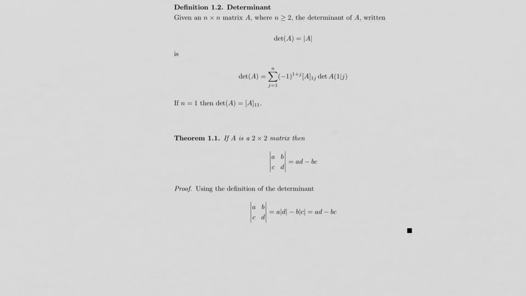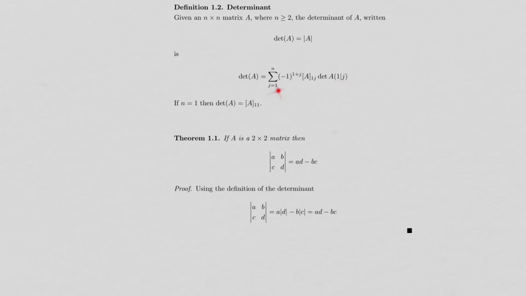Before we do an example, it will be useful to see this theorem about the determinant of a 2 by 2 matrix. If A is a 2 by 2 matrix, written a, b, c, d here, remember the vertical bars mean the determinant of this matrix. So the determinant of this 2 by 2 matrix is just ad minus bc. And we can use the definition up here to see where this comes from.